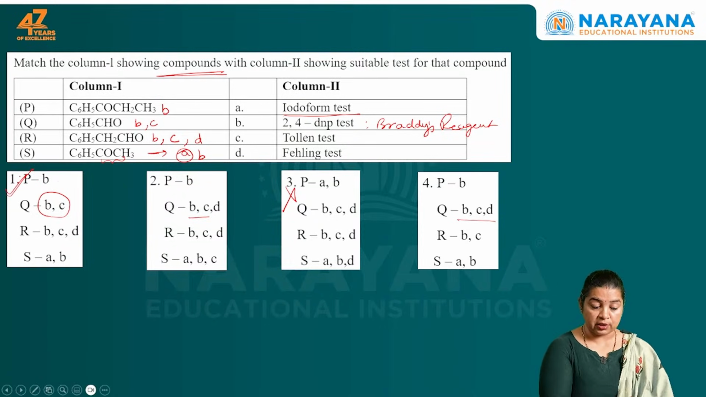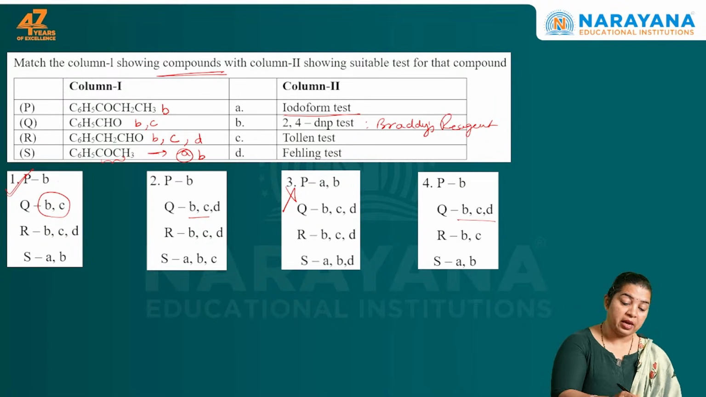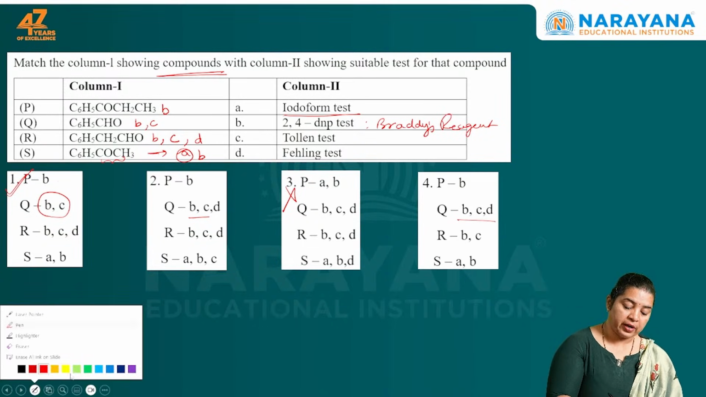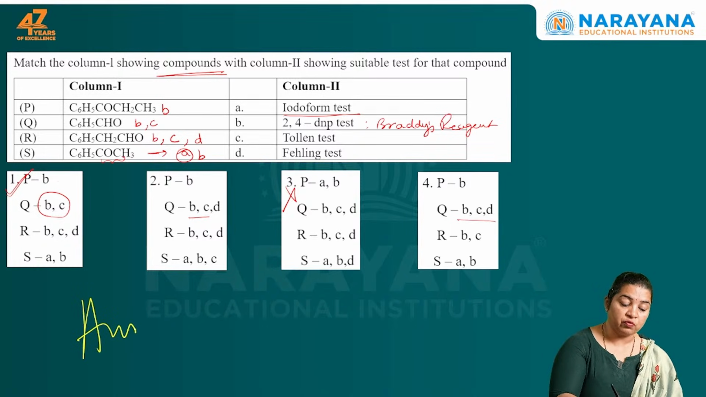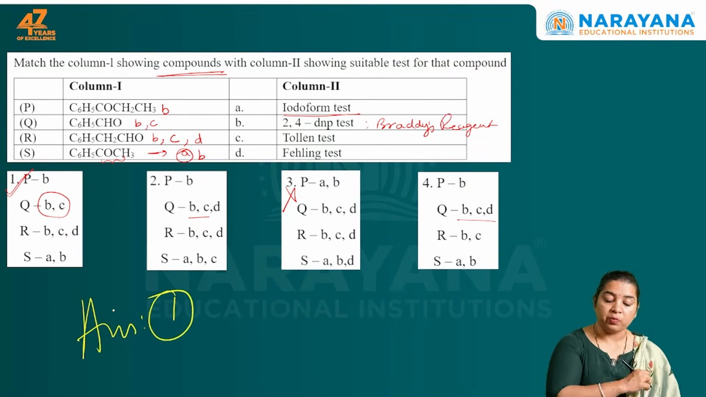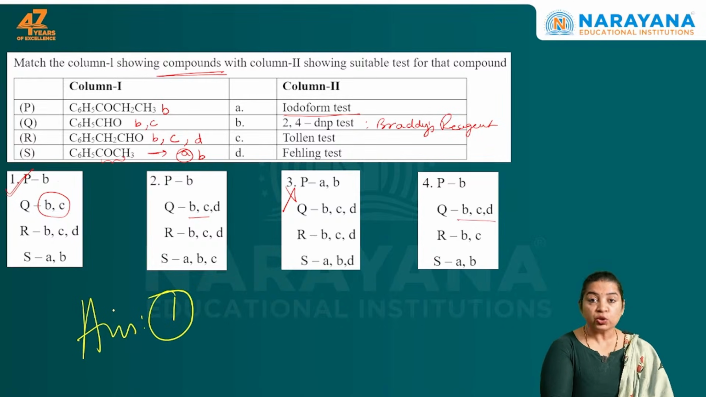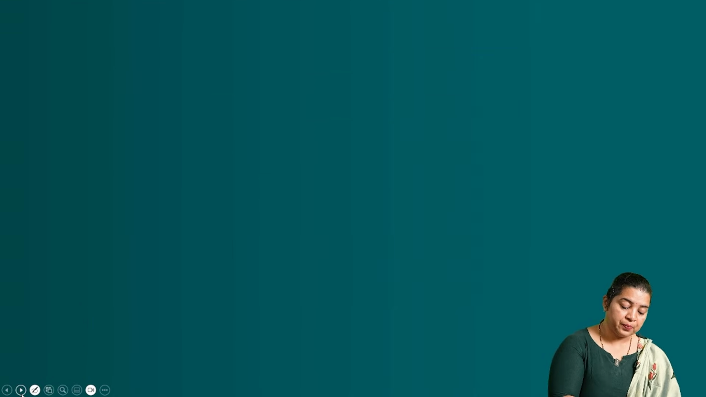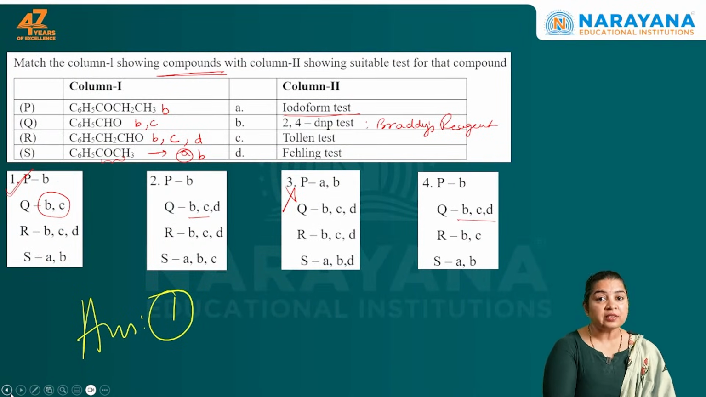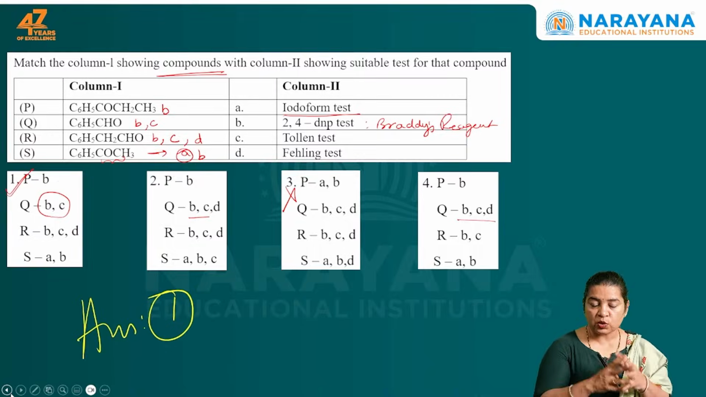Let us conclude others also. R should be BCD, yes, and S has to be AB, perfect, right. So, overall conclusion for this is again option number 1. Good question, I'd say, because it is covering so many number of reagents, right. So, that brings us to the closure of these questions.